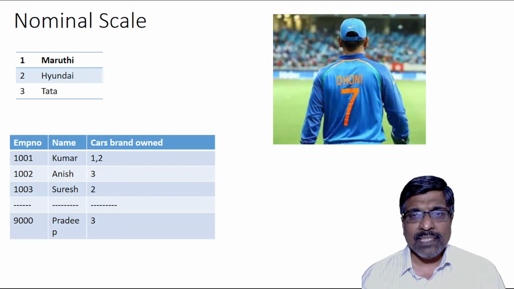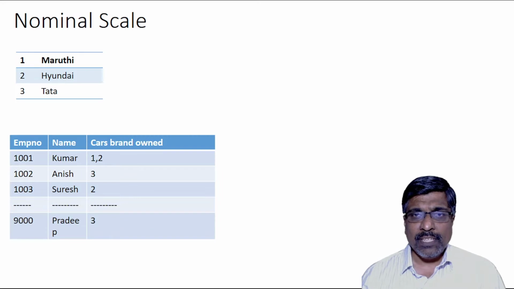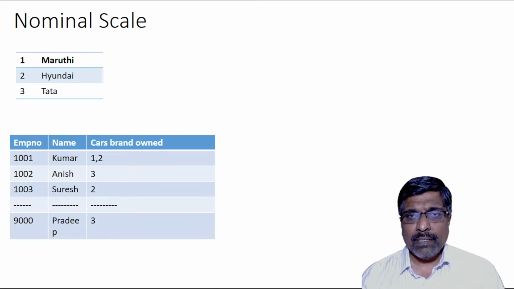And Dhoni choosing a jersey number of 7 because he was born on 7th of July. So the choosing of the jersey number is only by a random choice rather than it's going to have any kind of a mathematical meaning. So this kind of measurement is called as a nominal scale.